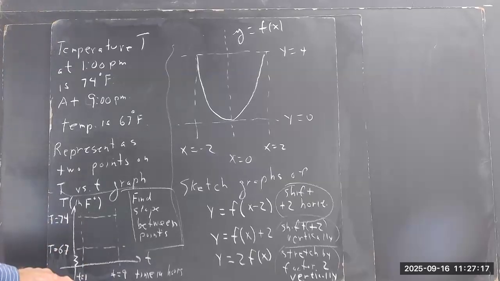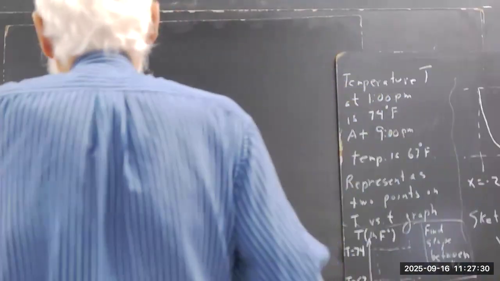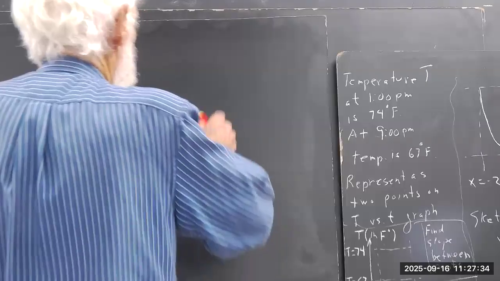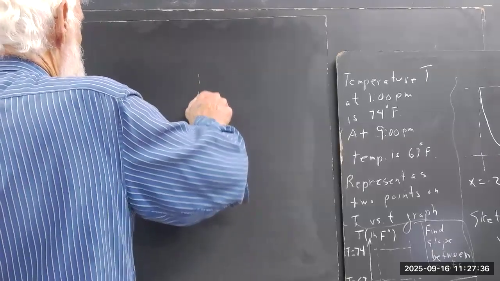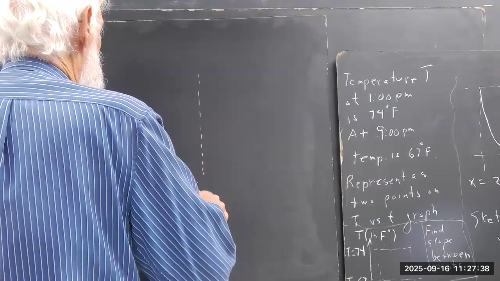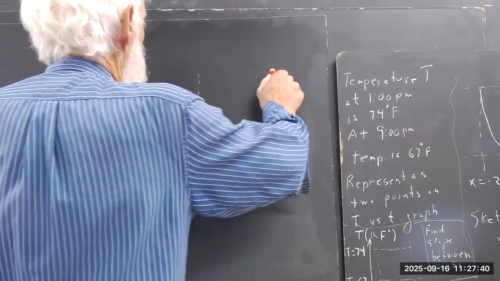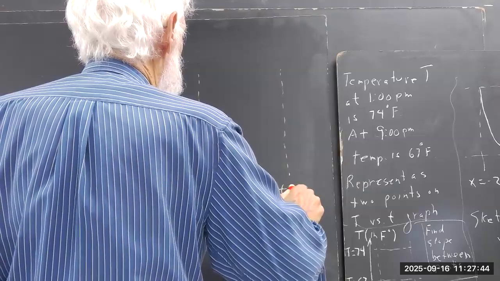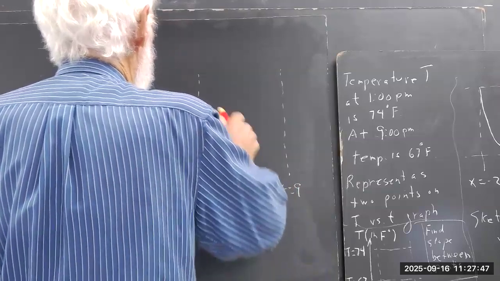But the window then goes from t equals 1 to t equals 9, and from big T equals 67 to big T equals 74. Now let's see how this works out. And I'm going to do the second one first because it's kind of easier. Should be more familiar to most people. So I'm going to make a little bigger graph. I'm going to say t equals 1 here, and t equals 9 here.